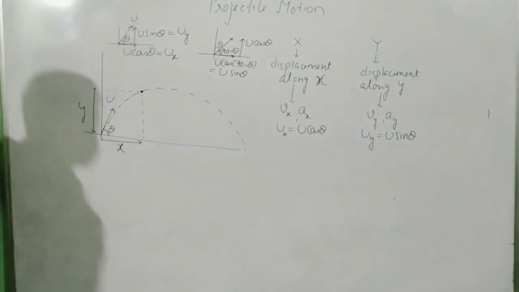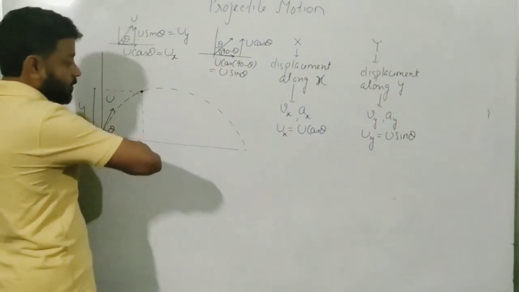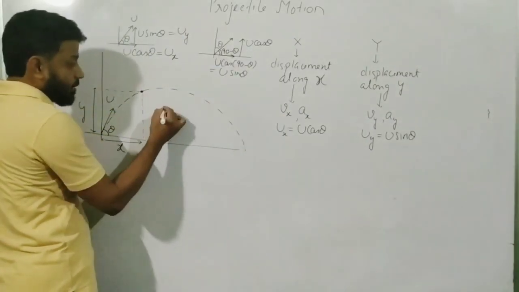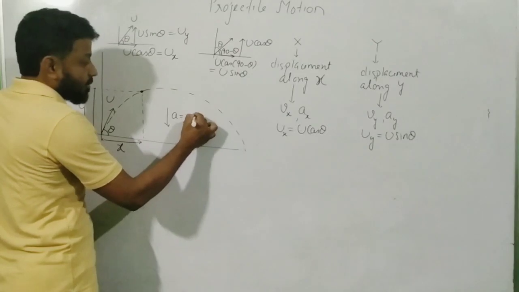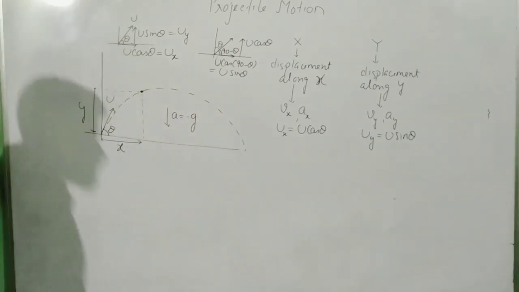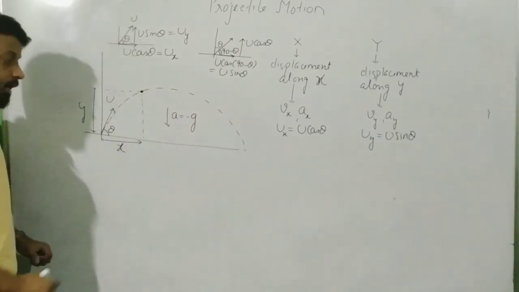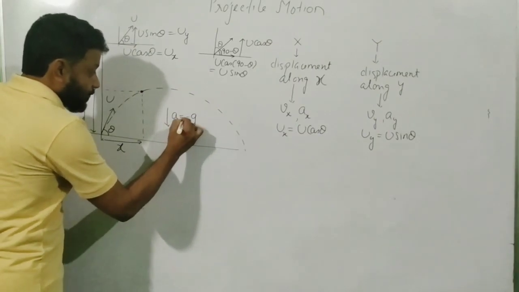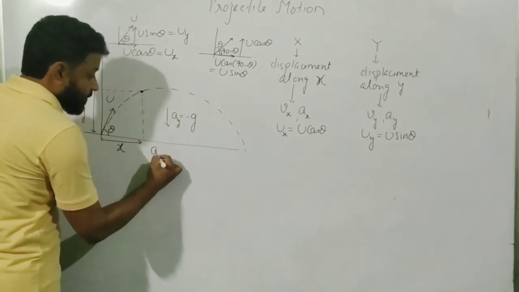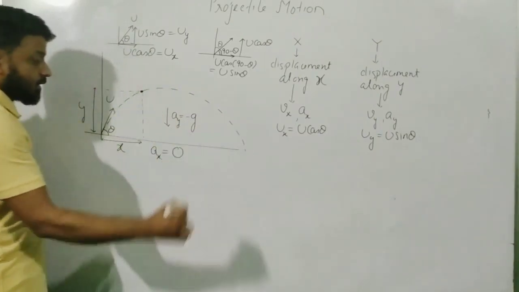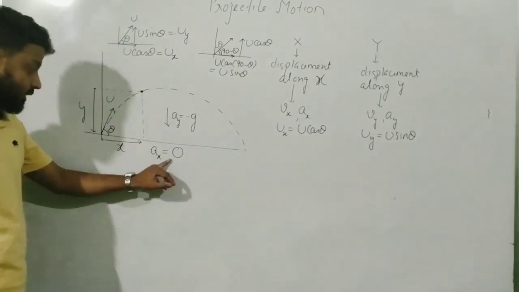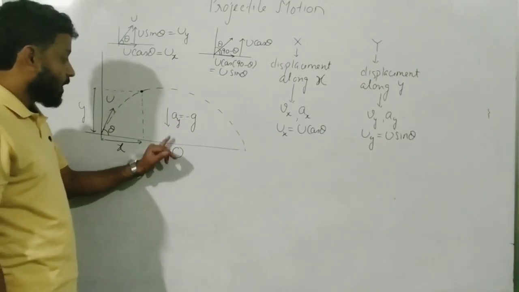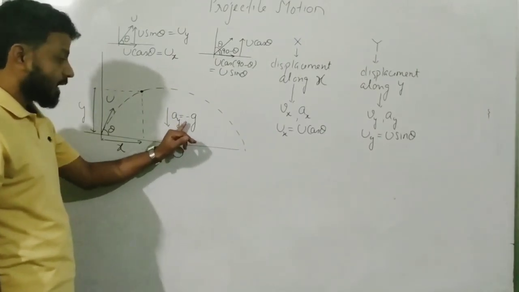Now coming back to the acceleration. When you are projecting a body up at an angle, remember there is only one acceleration acting, and that acceleration is minus g, acting downwards, if we ignore the air resistance. That means along the x direction the acceleration is 0. This is a very important part. Acceleration along x direction is 0 and acceleration along y direction is minus g.